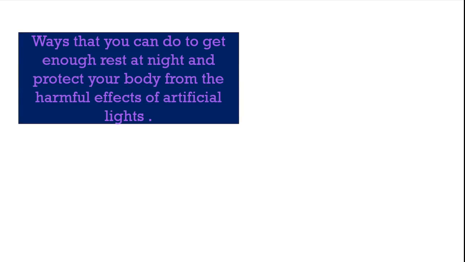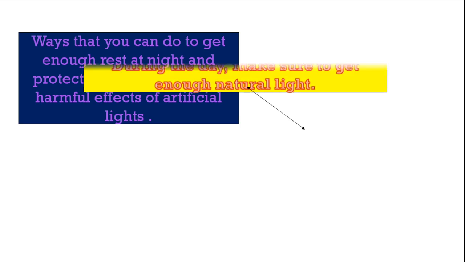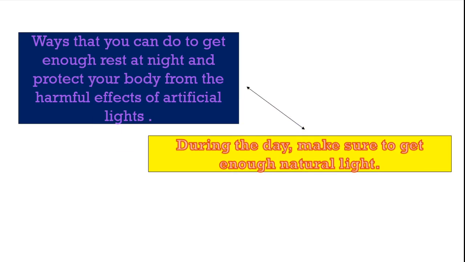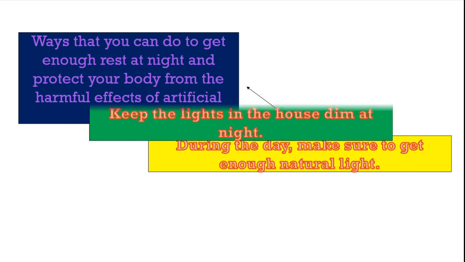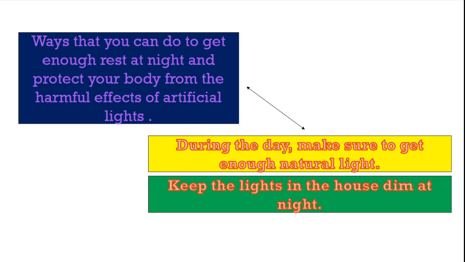Here are ways that you can get enough rest at night and protect your body from the harmful effects of artificial lights. First, during the day, make sure to get enough natural light. It means being exposed to only artificial light for the whole day would keep your body from getting the vitamins that it needs from the sun. Second, keep the lights in the house dim at night. This would help your eyes adjust to the dark so that you can sleep easily.